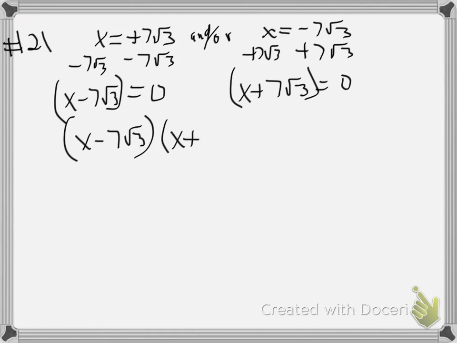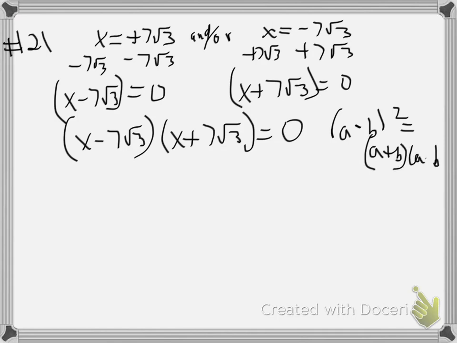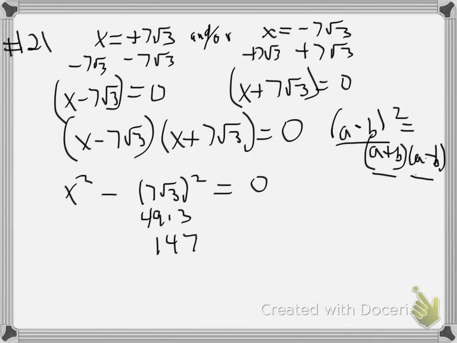If we multiply them, we're going to get it. Now I'm going to use the trick: a minus b all squared equals a plus b, a minus b. So that's what I have, this and this in reverse order, so I'm going to get x squared minus 7 root 3 all squared. Well, that happens to be 49 times 3, which is 147. And there's my quadratic equation for that particular problem. And again, you could have multiples of it as well, but usually most people are stopping it there.